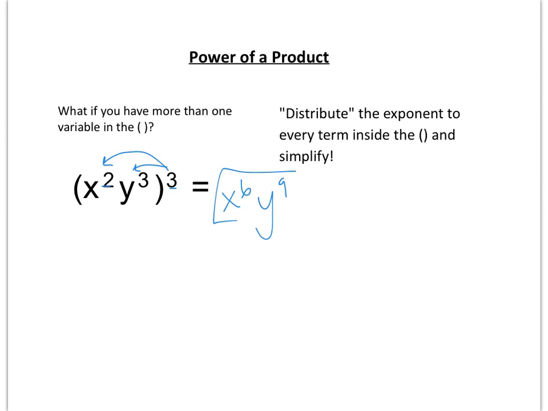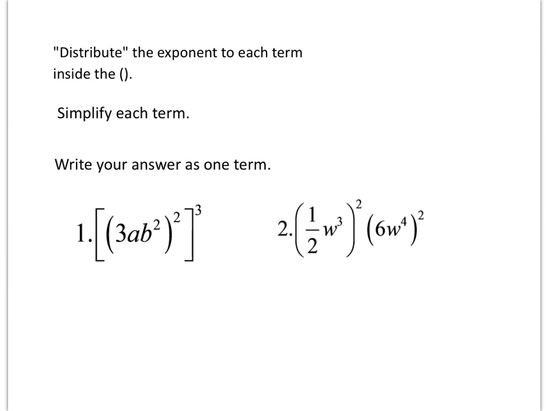So different than before, when we had exponents with the same base and we were multiplying them together, we would add the exponents. But here, power of a product means that when we distribute, we multiply the exponents. So let's look at a few examples. Reminders: distribute the exponent to each term inside the parentheses, simplify each term, and write our answer as one term.